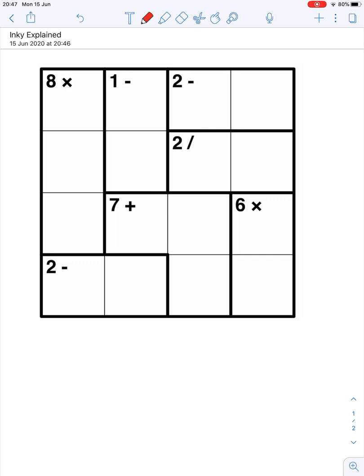So the first thing to work out is how big is the grid. This is a 4x4, so every row and column will have the numbers 1, 2, 3 and 4, like a Sudoku puzzle. The next thing is to look at the numbers and the mathematical symbols.